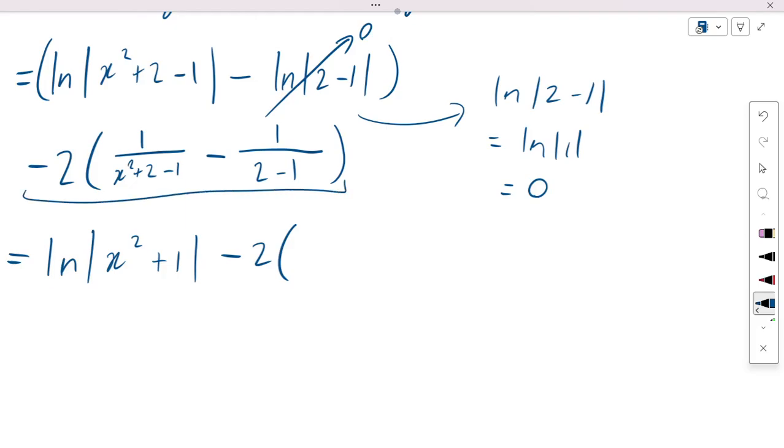So we're going to do all this part over here. So we have negative 2 into, and then we're going to have 1 over, we're just going to simplify this. We have x squared, and it's going to be 2 minus 1, which is equal to positive 1. And then over here we have minus, and it's going to be 1 over 2 minus 1. 2 minus 1 is just equal to 1, so it's negative 1 over 1, which is just negative 1. Okay.